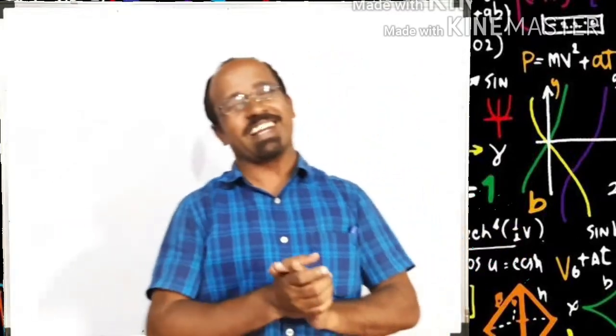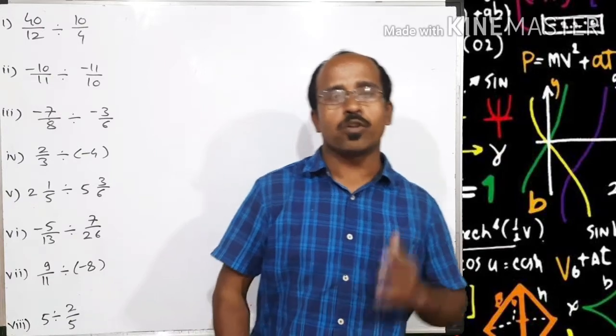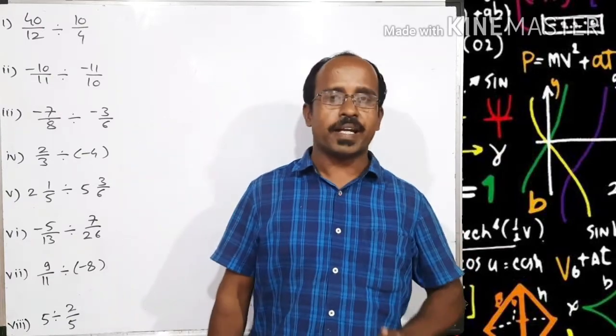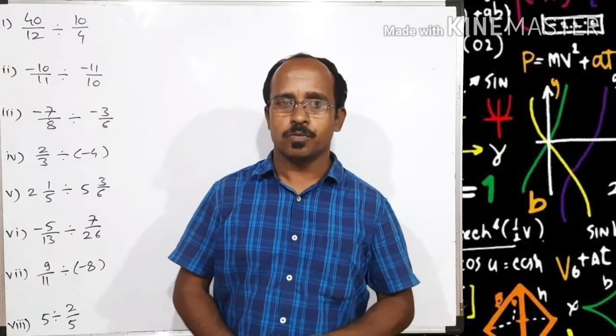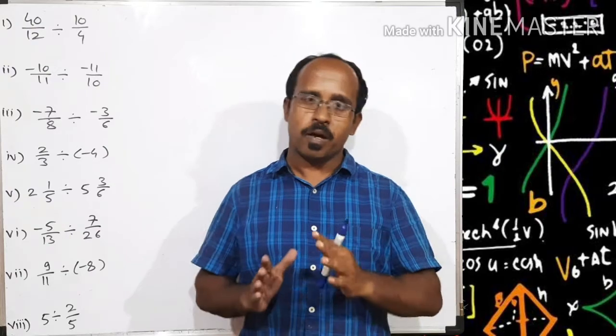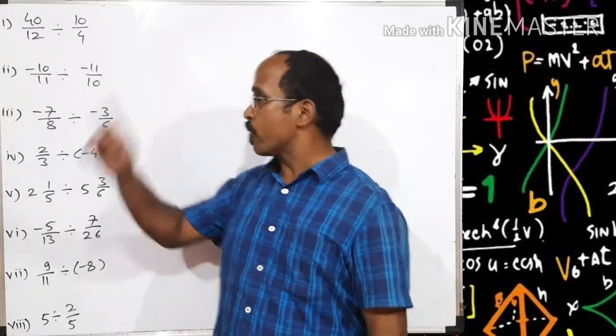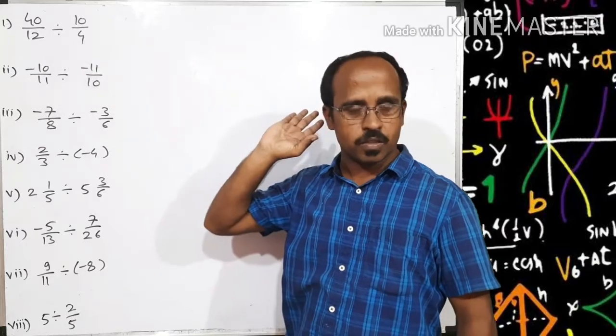Welcome to mathematics. Friends, in this video we are going to solve question number 5 of practice set 22 of lesson 5, operations on rational numbers, of standard 7 of Maharashtra State Board. So let's go. The question is: divide the rational numbers.